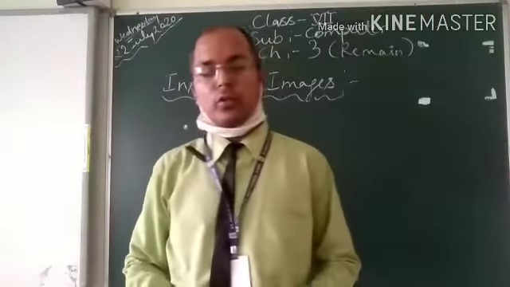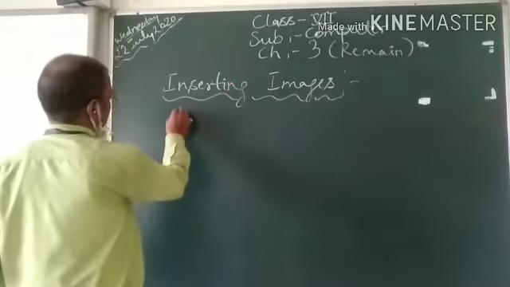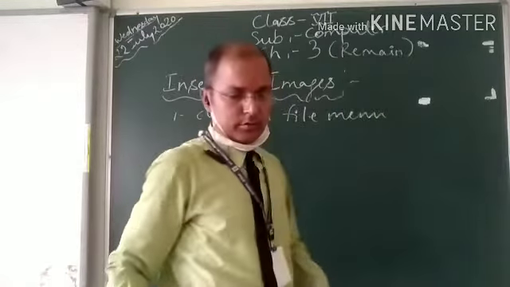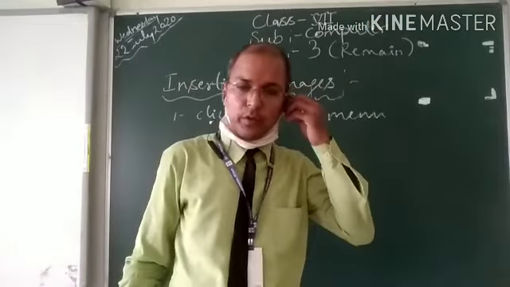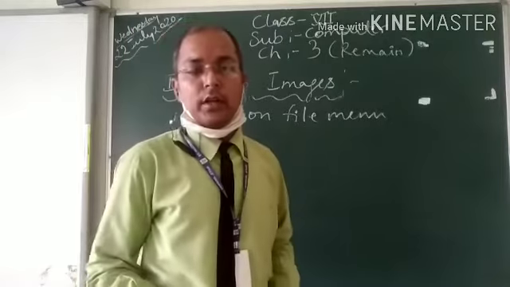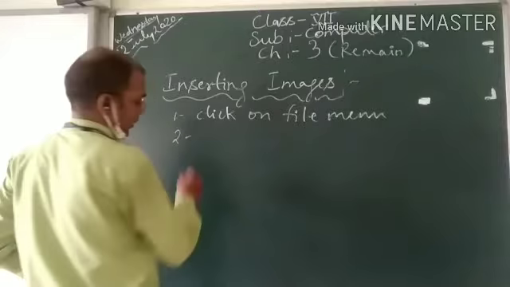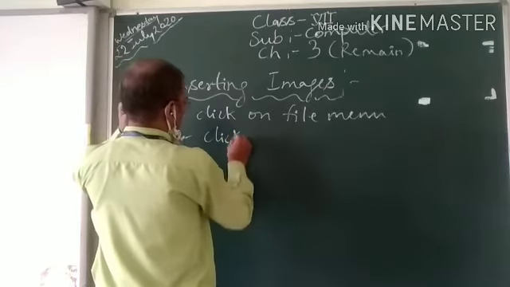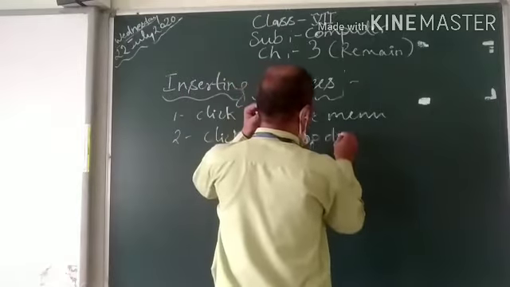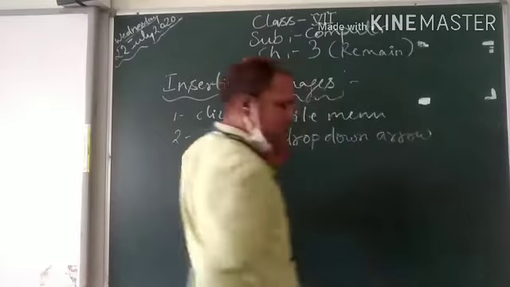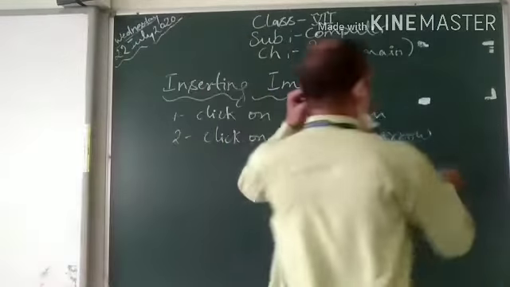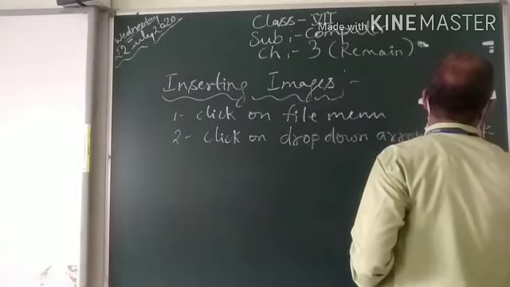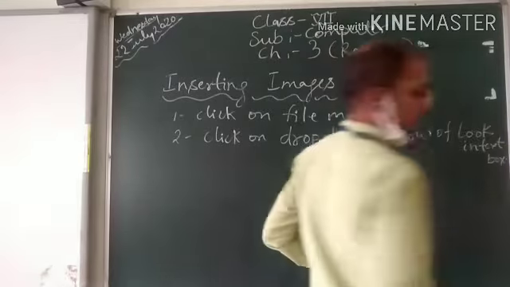To insert an image in Photoshop, follow the given steps. First, click on File. Select the Place option from the drop down menu to open the Place dialog box. Next, click on the drop down arrow of the location box.